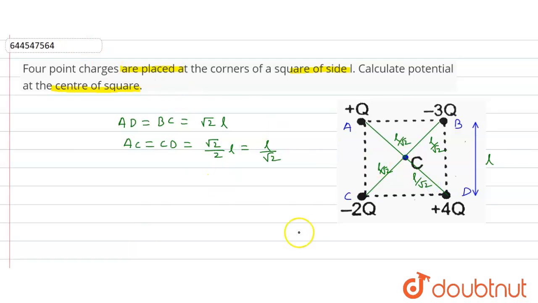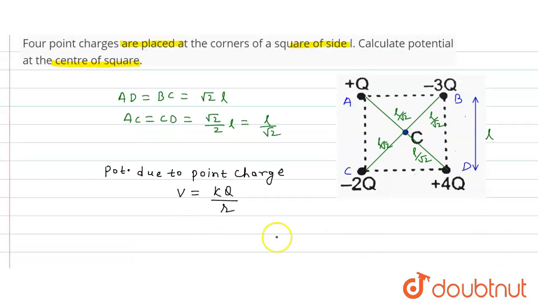Okay, so we will calculate the potential due to each of the charges at A, B, D and C on this center point, and we will sum these potentials, so we will get the potential at the center point. Here we know the potential due to a point charge, V is equal to KQ upon R.